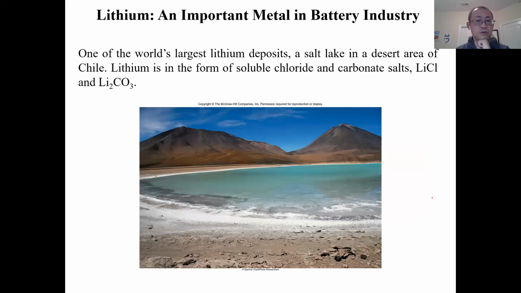Okay, here the picture shows you one of the world's largest lithium deposits, a salt lake in a desert area of Chile. You can see that in this lake, lithium is in the form of soluble salts, lithium chloride and lithium carbonate.